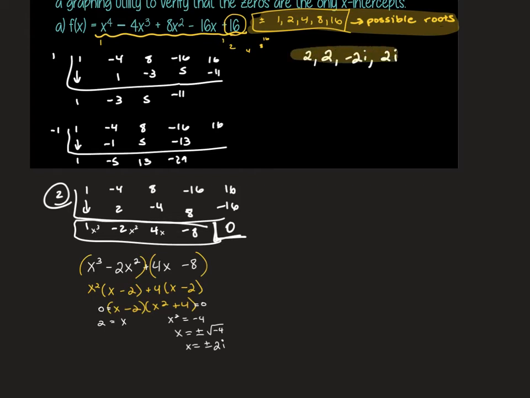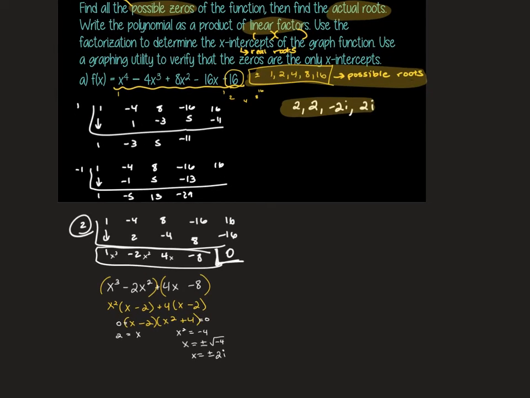So now here's my actual roots. Product of linear factors was next. So I get x minus 2, x minus 2, x plus 2i, x minus 2i. You can't leave it as x minus 2 squared because that's not linear. It has to be linear. You get the two twos again: one from the synthetic division, one from factoring it down here.